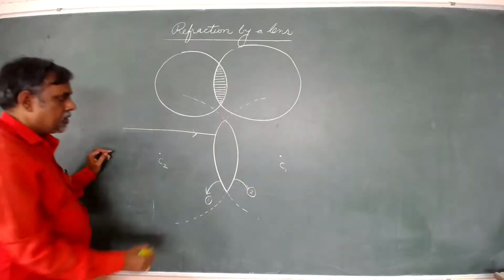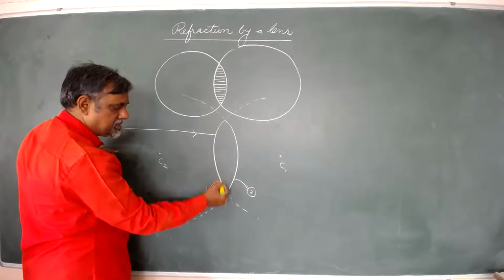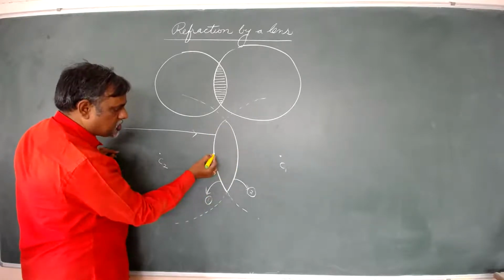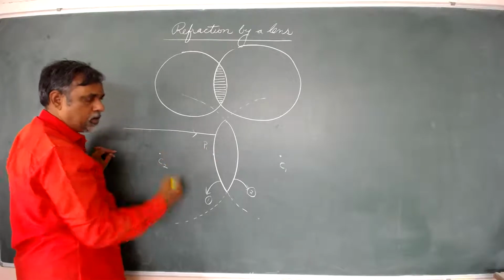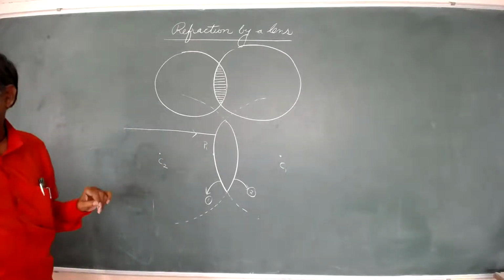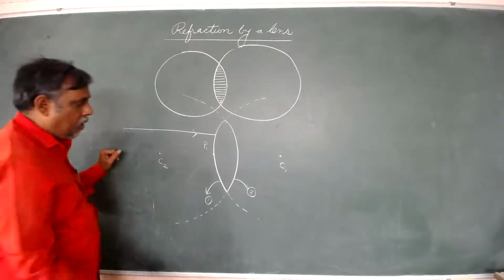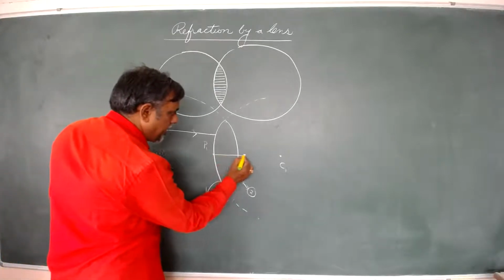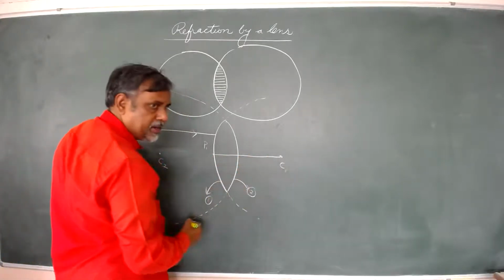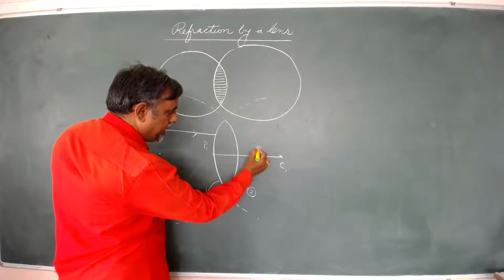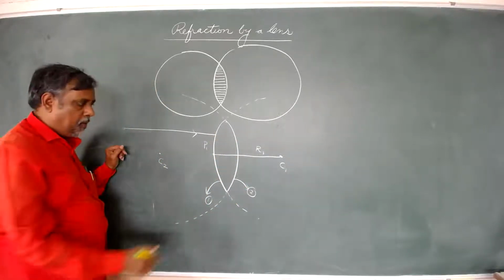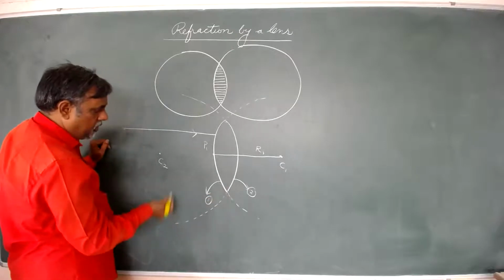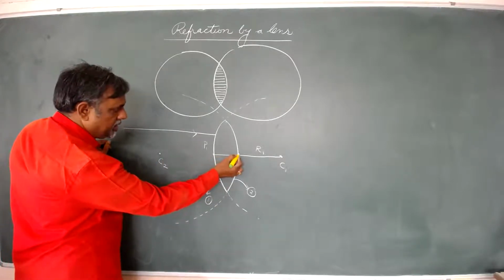But now, this is the primary surface. Now, the midpoint of the surface, if you take, this becomes the pole, primary pole. That is a primary pole. Correct? Now, the primary pole and the primary center of curvature, if you join, you will be getting primary radius of curvature, R1. Correct?